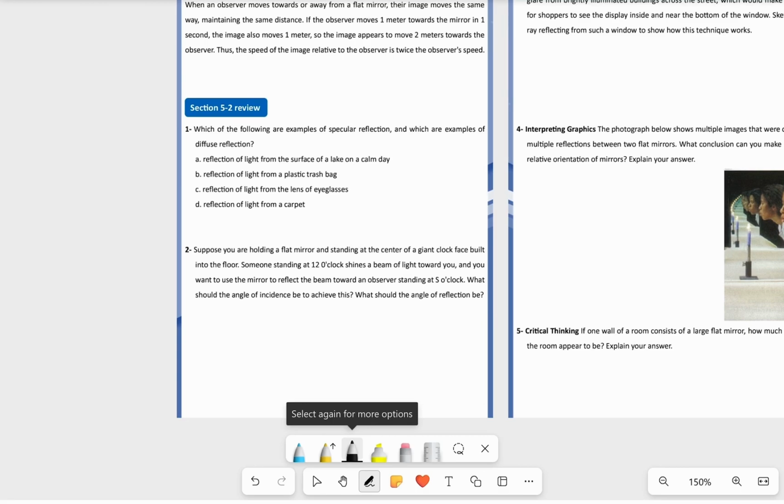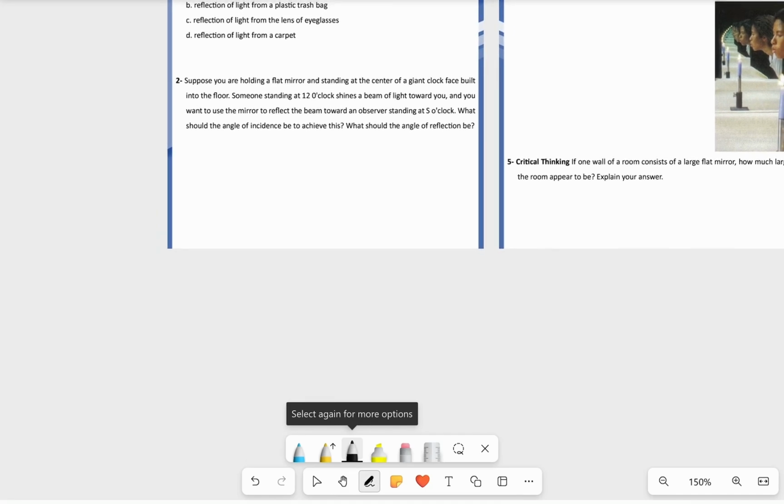C, reflection of light from the lenses of eyeglasses. Eyeglasses are smooth and shiny surfaces, so this is a specular reflection. D, reflection of light from a carpet. A carpet is a rough and not a shiny surface, so this is diffuse reflection.